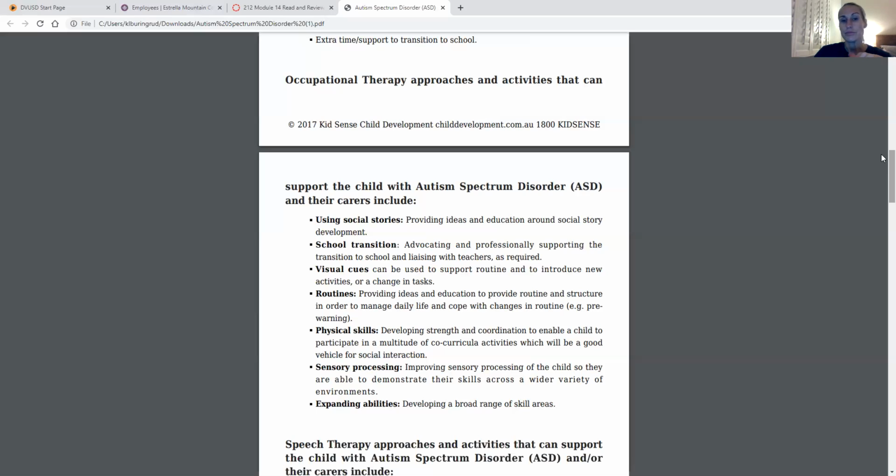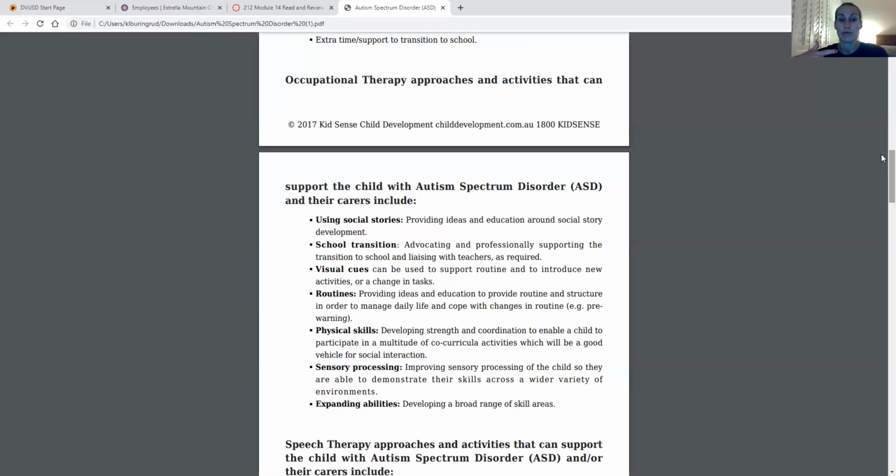So visuals. The other part too is their auditory comprehension. A lot of times, especially if they're nonverbal, they're not necessarily auditory learners. So those visual cues are really important. A variety of people use those. Setting up a routine. So a predictable routine is helpful. And physical skills.